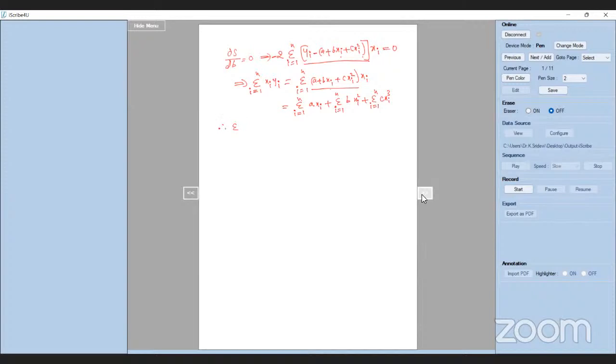Therefore, summation i equal to 1 to n xi yi is equal to, a, b, c are parameters, so we can take out a, b, c from the summation. A into summation i equal to 1 to n xi plus b into summation i equal to 1 to n xi square plus c into summation i equal to 1 to n xi whole cube.